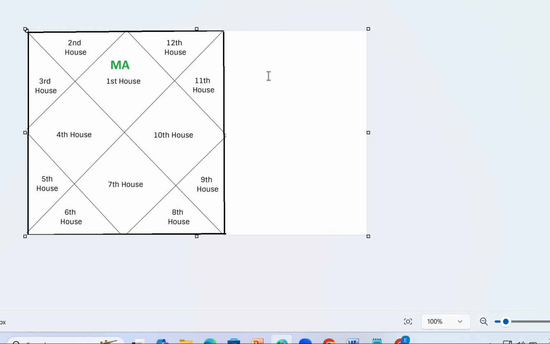All planets give a seventh aspect. That is this one. Mars is going to give a special aspect to the screen. The screen is gone, sir.